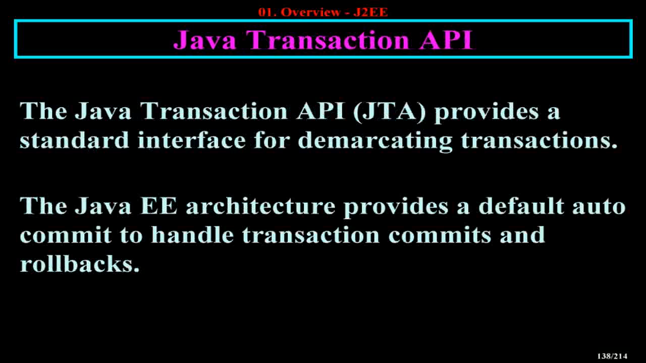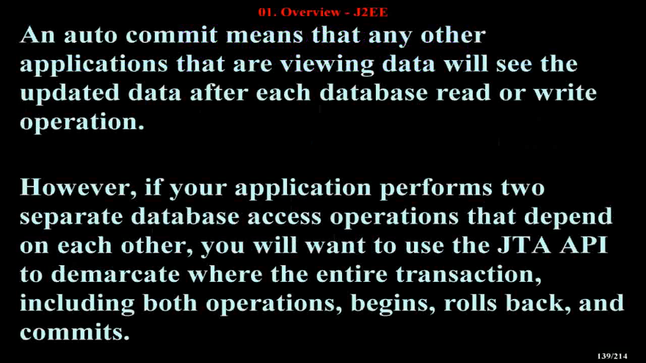Java Transaction API. The Java Transaction API J2EE provides a standard interface for demarcating transactions. The Java EE architecture provides a default auto-commit to handle transaction commits and rollbacks. An auto-commit means that any other applications that are viewing data will see the updated data after each database read or write operation. However, if your application performs two separate database access operations that depend on each other, you will want to use the J2EE API to demarcate where the entire transaction, including both operations, begins, rolls back, and commits.